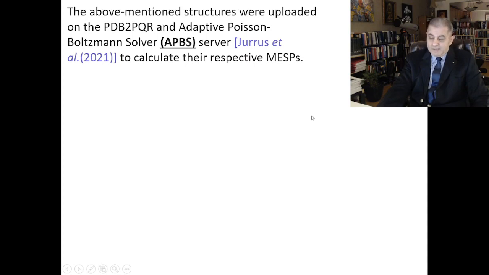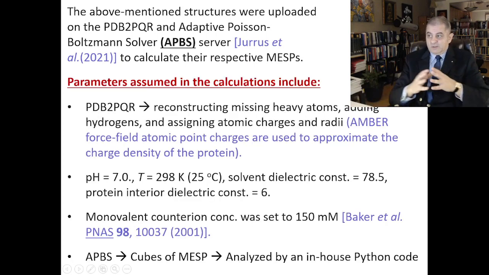After making some basic assumptions about the structure, first we had to clean the structure by adding the missing hydrogens and the missing residues or heavy atoms. Then we used the Amber force field in order to approximate the charge density of the protein. We set up some basic parameters as shown here: the pH, the temperature, the dielectric constant, etc. And a monovalent counter-ion concentration that is characteristic of mitochondria, which was found in the literature. Then an in-house Python code was written in order to analyze the cubes of molecular electrostatic potential that were generated by the APBS server.